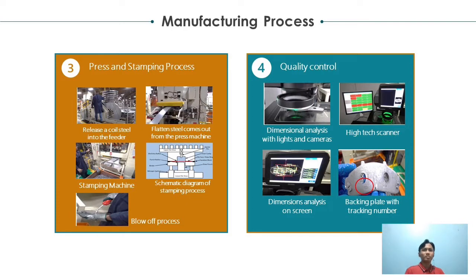Next is the quality control. The backing plate will be sent to the quality control department to be measured. The backing plate will be placed on a high-tech scanner, and the dimension analysis scanner uses light and a camera to precisely measure every part of the backing plate. Then the tracking number will be printed on the surface of the backing plate as shown in the figure below.